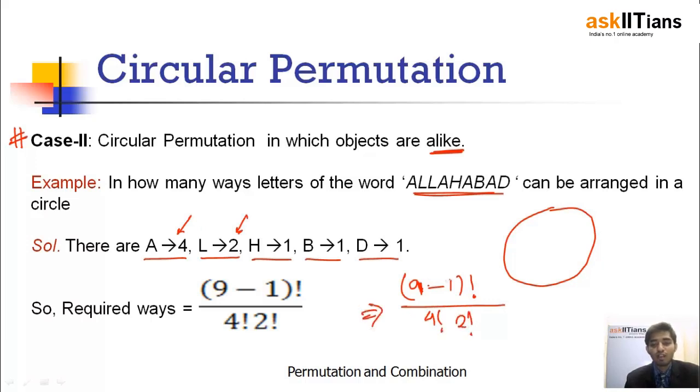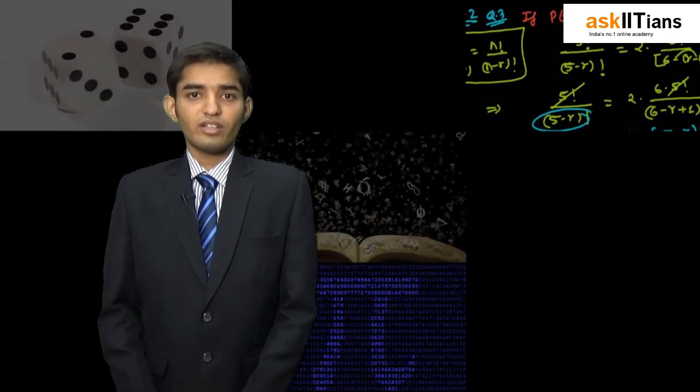So first of all I will write down the total number of circular permutations and then divide by the factorial of the number of alike objects. There are 4 A's that are alike and 2 L's that are alike, so I will just divide by 4 factorial and 2 factorial. So this was all about circular permutations, which we have seen through 2 different cases.